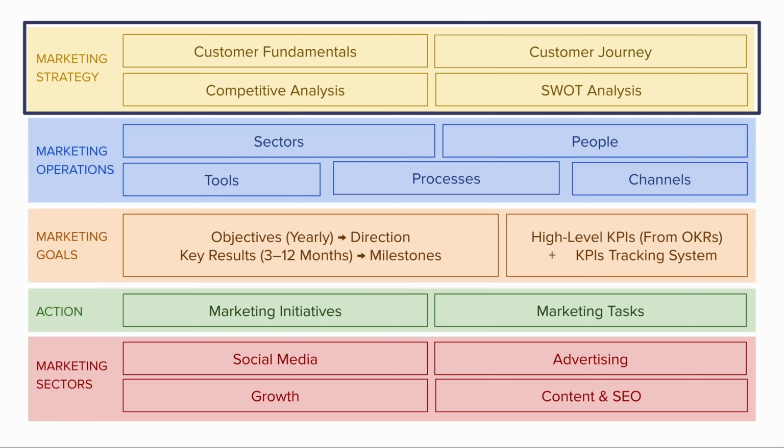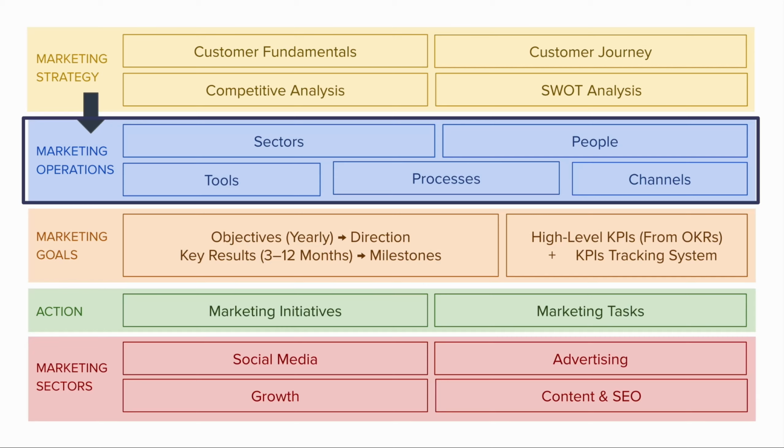After that, we'll create a customer journey map, which will help us understand our funnel performance, and then perform an in-depth competitive analysis and finally wrap it up with a detailed SWOT analysis. The next section is marketing operations, which will help us understand our capabilities and resources. This is where we'll focus on listing all sectors inside of our marketing department and people working in the marketing and growth team. We'll also create a list of relevant tools we use daily, processes that help us run our marketing operations, and channels we use to target our prospective customers.